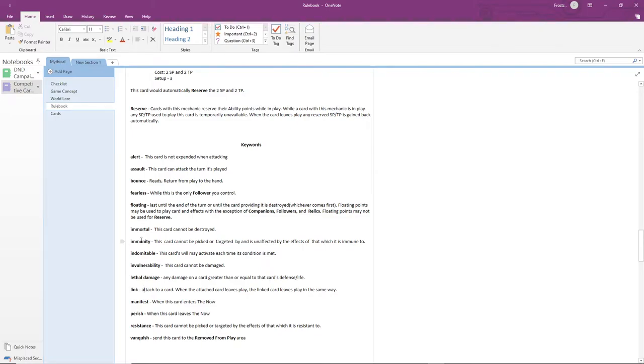And the next keyword that I added is immunity. This just means that this card cannot be picked or targeted by, and is unaffected by, the effects of that which it is immune to.